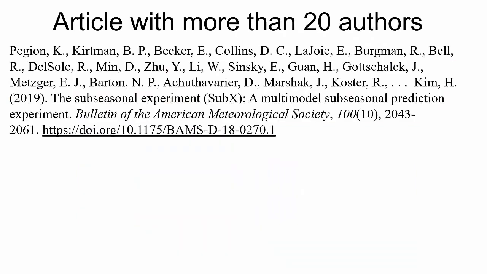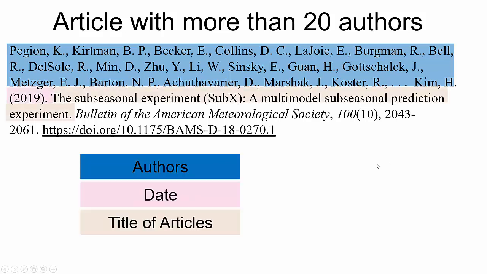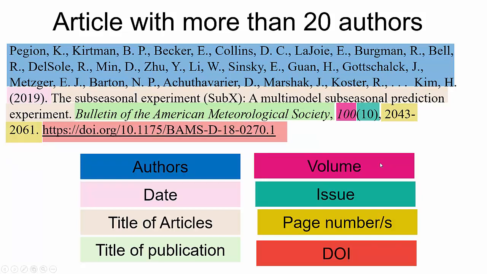Now let's take a look at one that has more than 20 authors. You will begin by listing the first 19 authors, comma, 3 periods, which is called an ellipsis, and you will finish the author part with the very last name of the authors. The date, the title of the article, the title of the publication, volume, issue, page numbers, and DOI are the same as the previous example.